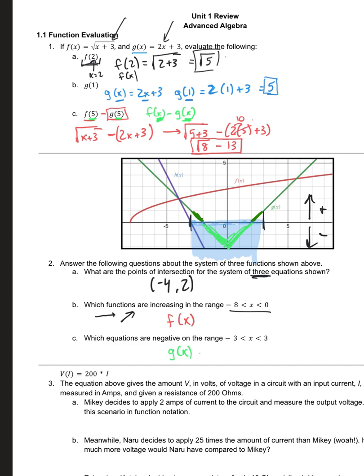Let's add in a purple here. Okay, and purple is definitely negative. That means, remember, below the x-axis for that range. So g of x and h of x. All right, moving on to the last problem. Go ahead and pause and give it a try.